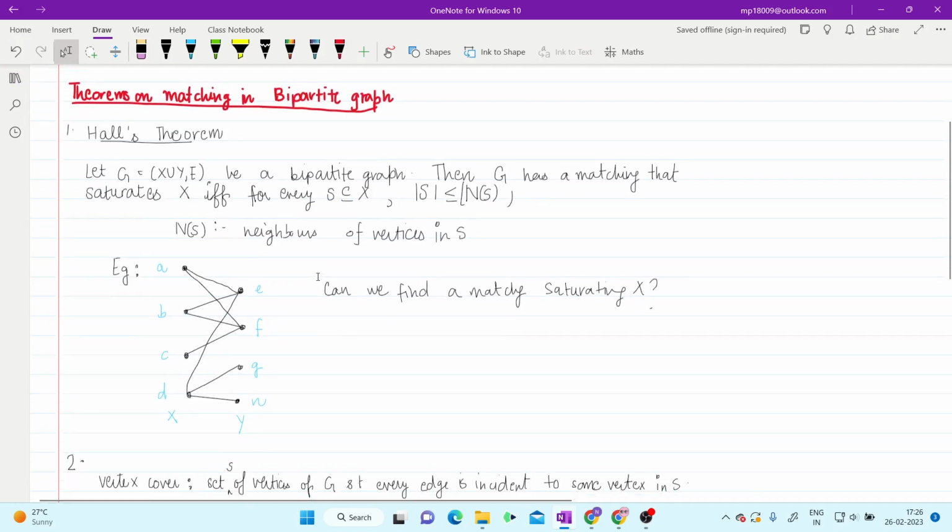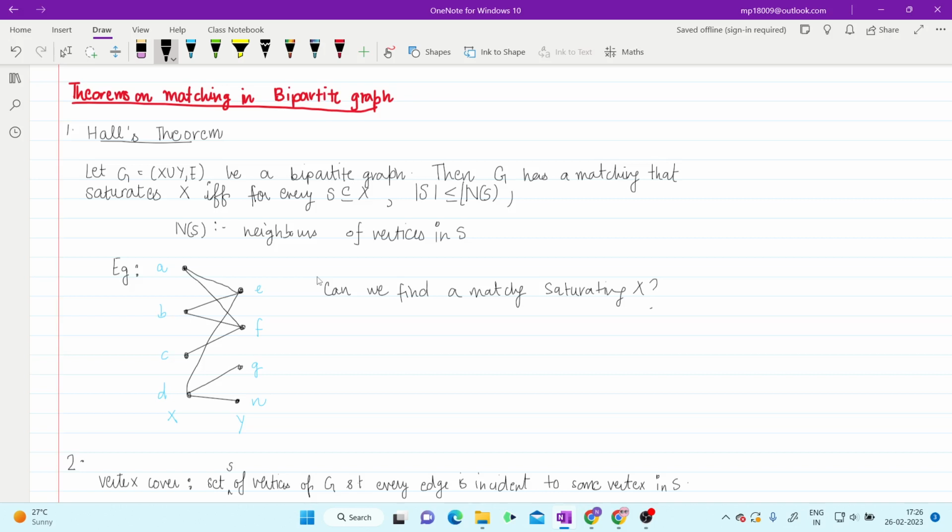Now, once we know how to find maximal matching, now we want to know when the perfect matching exists. So in the class we did some theorem on matching in bipartite graph. So first, ma'am, there, yeah.